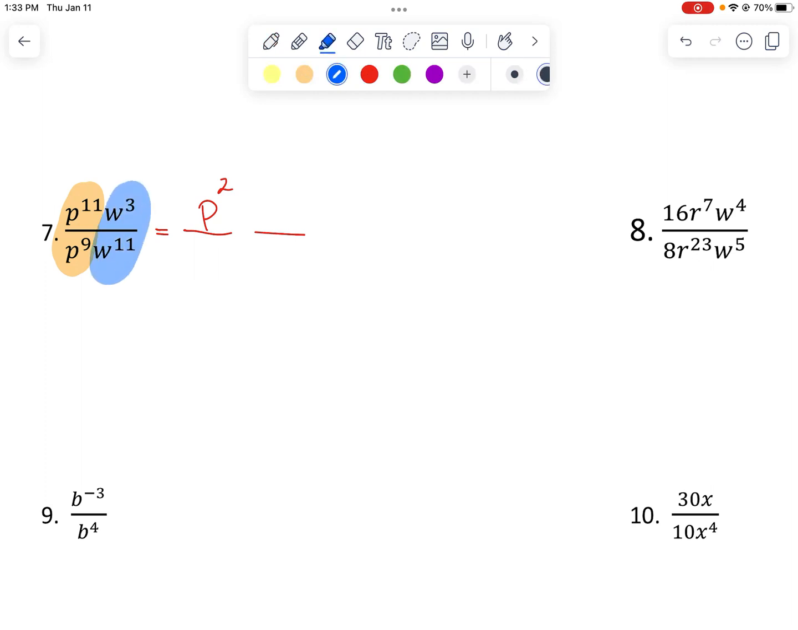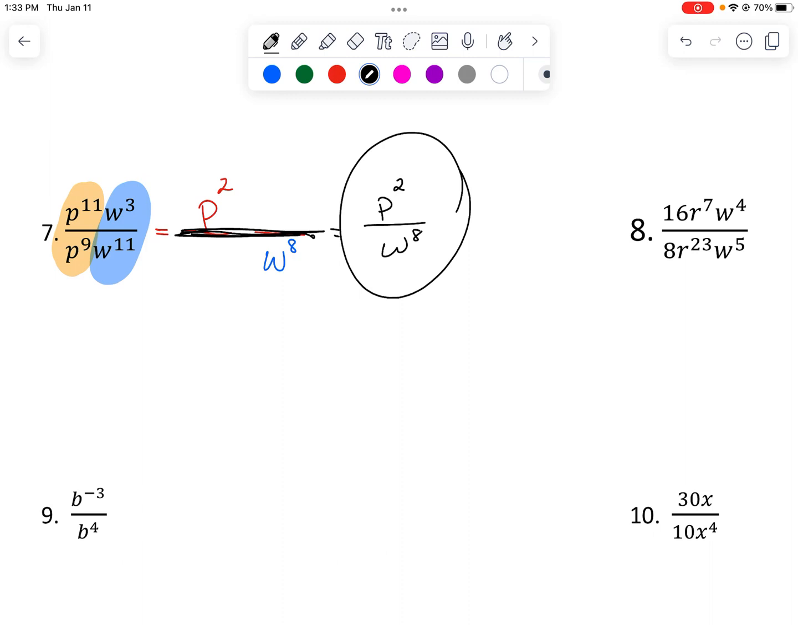For w, I have more w's in the denominator, so my answer is going to go in the denominator. And 11 minus 3 is 8. So my final answer, if I put these together, I'd have p to the second over w to the 8th. If I were to connect those, that would be my final answer.